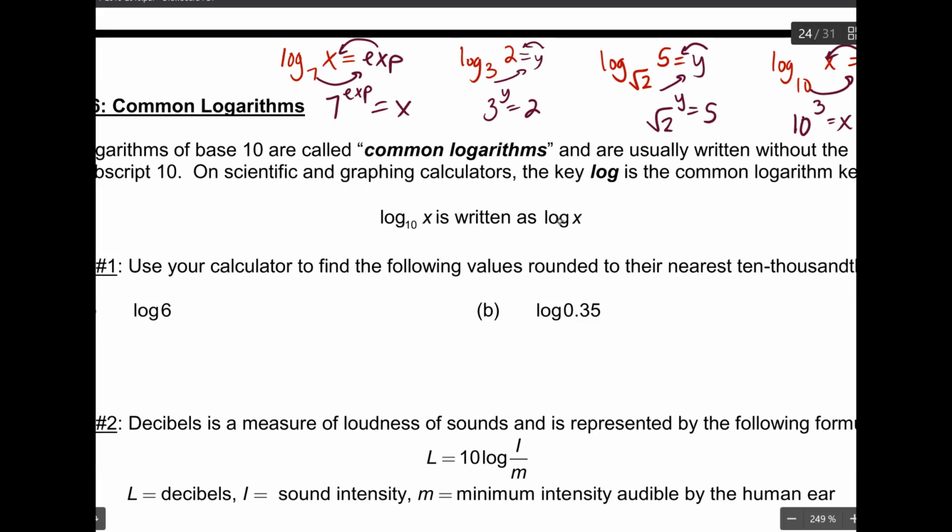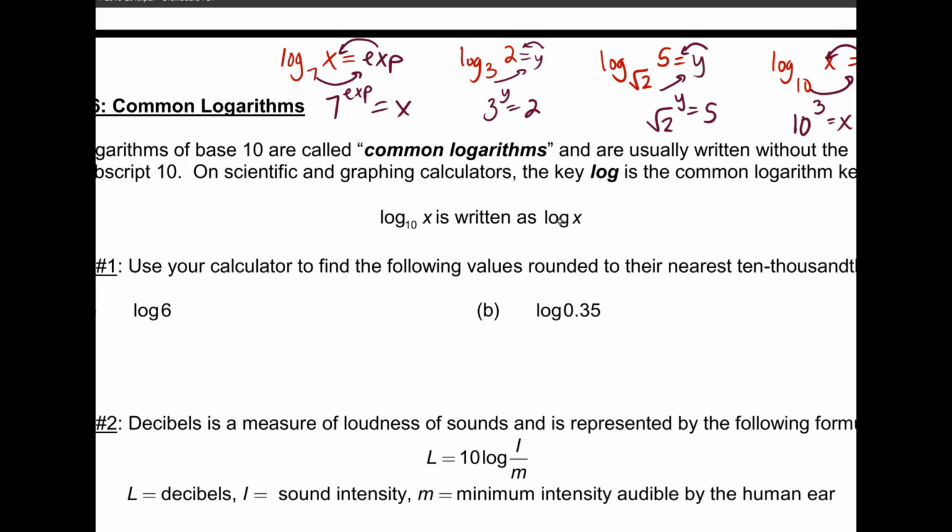All right, use your calculator to find the following values, rounded to the nearest 10,000. So I asked you to get out your calculator earlier to find the log key. Now we're going to be using it to find the following values to the nearest 10,000. So you should be bringing your calculator to class every day. You should have it. You ready? Okay, 2 people. You're done, sit up.